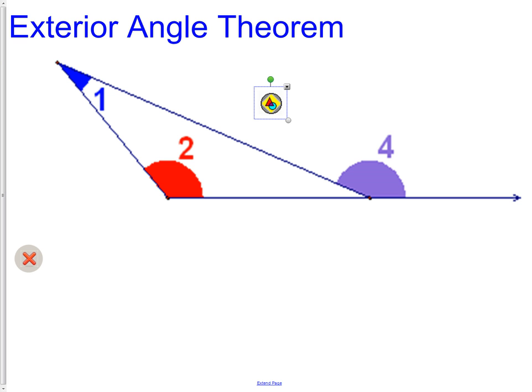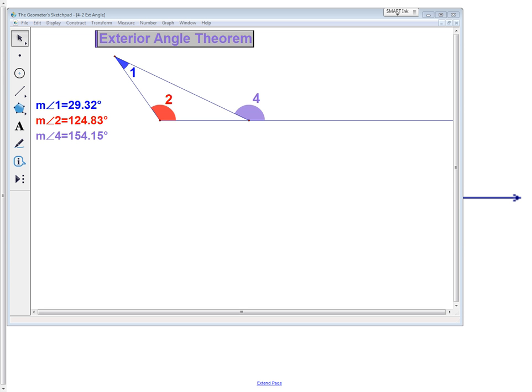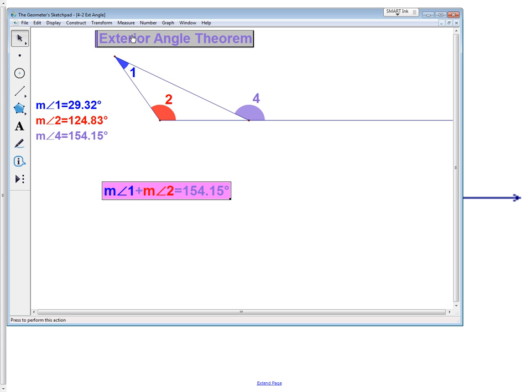Here's an example of the exterior angle theorem. What we have with the exterior angle theorem is angle 4, the exterior angle, is going to be equal to angles 1 and 2, the interior angles. Notice how angle 4 is exactly the same as the addition of angles 1 and 2. That will always be true with the exterior angle theorem.